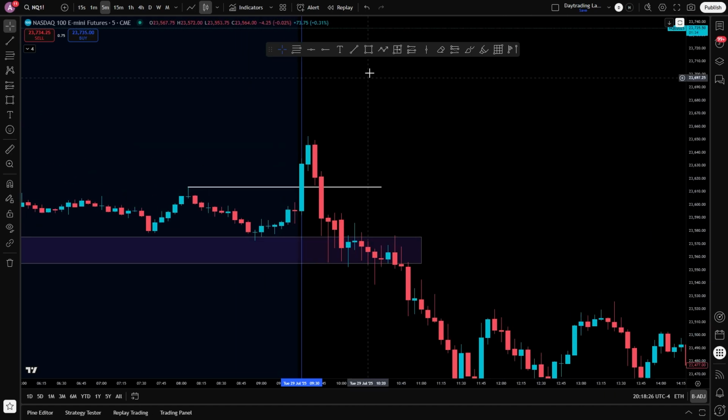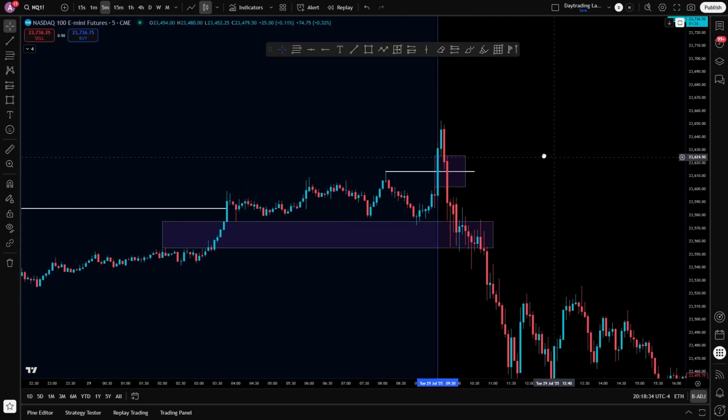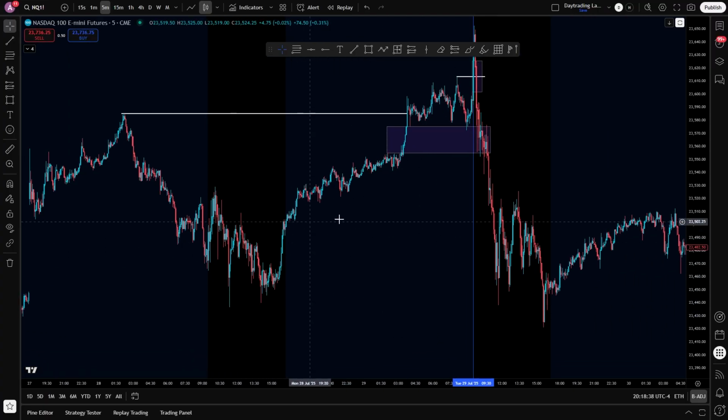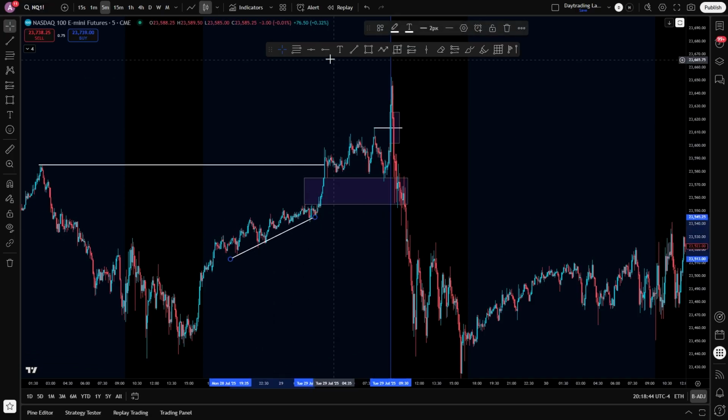So this right here is the manipulation and displacement concepts. Mainly I use the manipulation for this trade, and we had targets below. We had liquidity below here, and all of this, for example, you see right here, we have trendline liquidity that we can target easily.